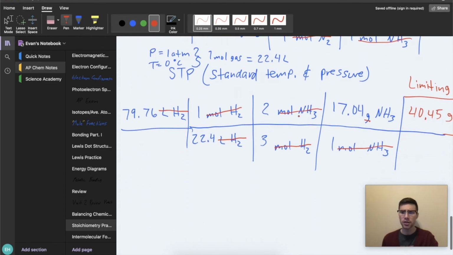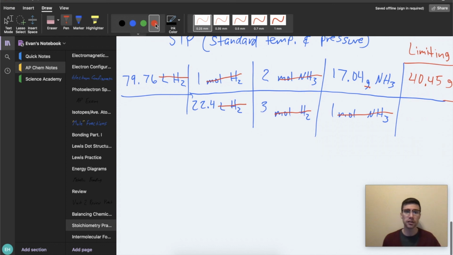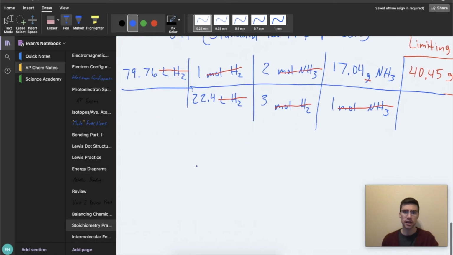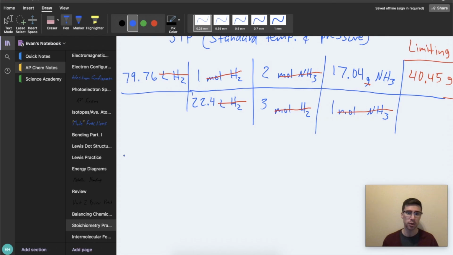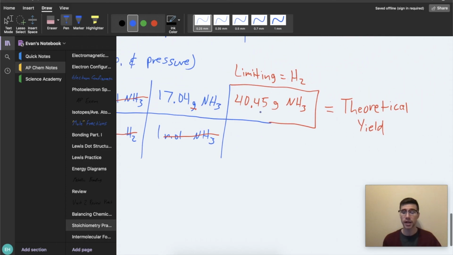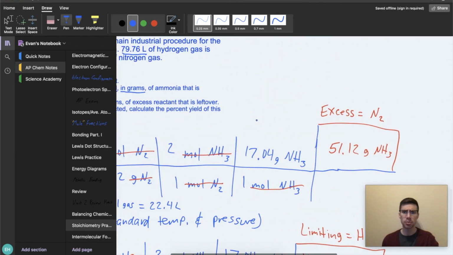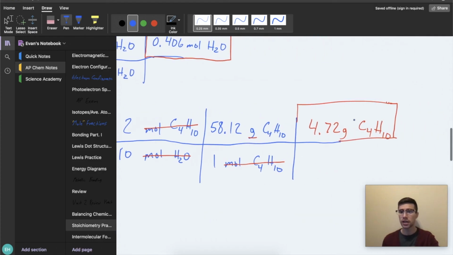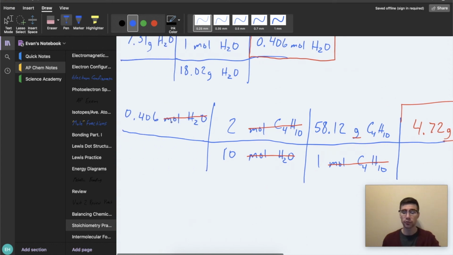There's a couple different ways that you can do this, but I think the easy way to do this is we already know our theoretical yield, which is the amount that we get from our limiting reactant. So let's say that if this reaction works 100% perfectly, we will get 40.45 grams of ammonia. Why do we know that? Because that's the theoretical yield that came from our limiting reactant. Okay, so just like we did up above in this example right here, we calculated how much butane gas was actually needed to make the amount of water we collected.